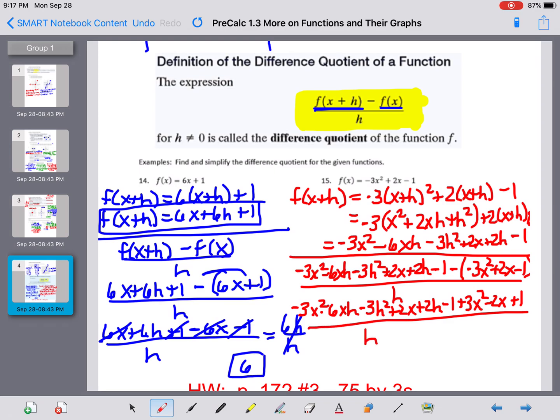Okay, things better happen. Yes, negative 3x squared plus 3x squared, plus 2x minus 2x, minus 1 plus 1. All right, let's see if I can figure out what's left. I have a negative 6xh minus 3h squared plus 2h all over h. Okay. On the top, I can factor out a GCF of h, and I'm left with negative 6x minus 3h plus 2.